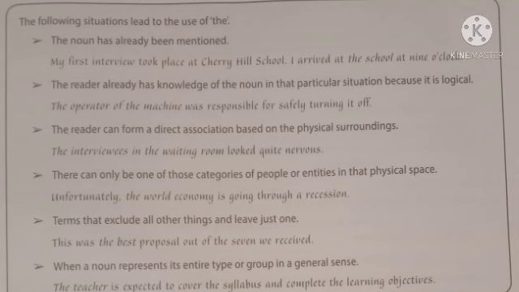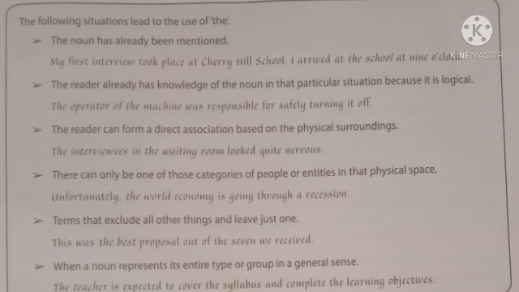My first interview took place at Cherry Hill School. I arrived at the school. The school means Cherry Hill School, which has already been mentioned. So we use the definite article if the noun has already been mentioned. Number 2, the reader already has knowledge of the noun in that particular situation because it is logical. The operator of the machine was responsible for safely turning it off.